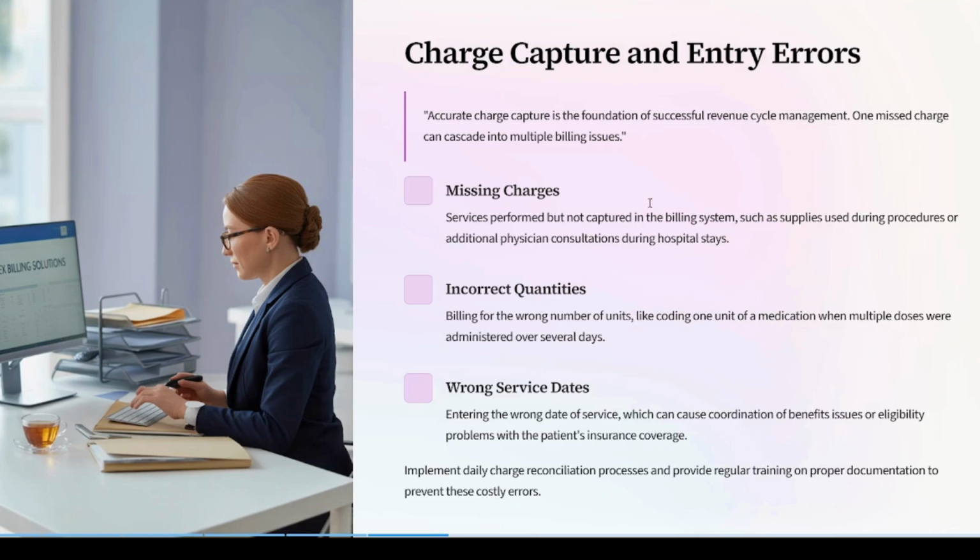Now, this next one is a huge one, which is incorrect quantities. Billing the wrong number of units, like coding 1 unit for a medication when multiple doses were administered over several days. And like I mentioned earlier, you can use Craneware, and this is just one system. I'm pretty sure there's others out there, but you can use tools like Craneware to help you.